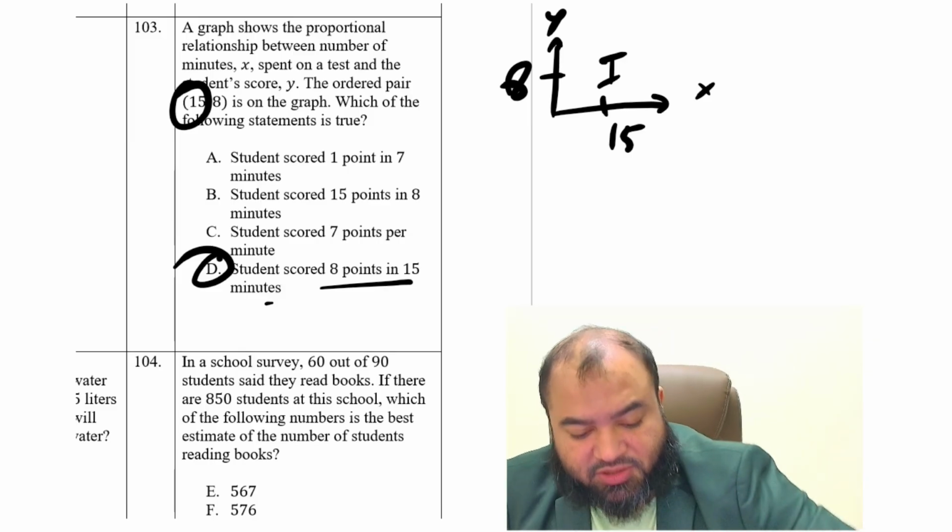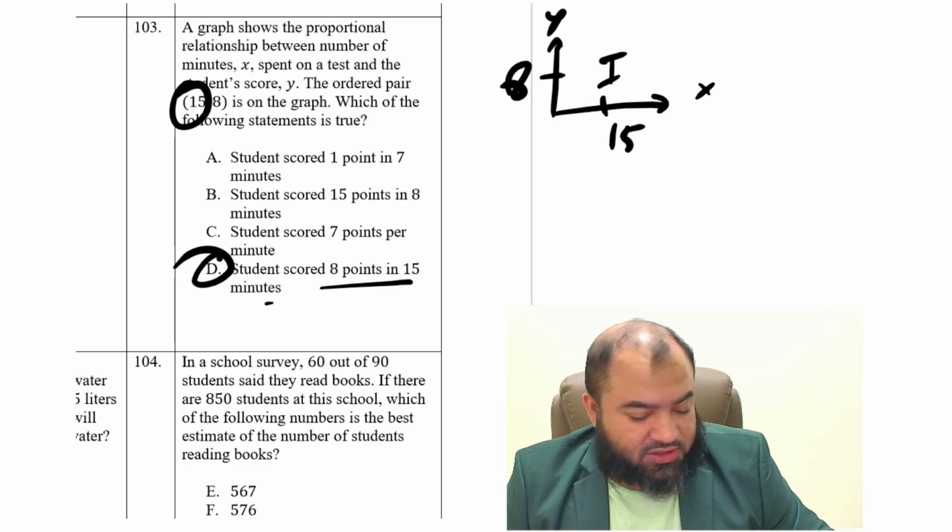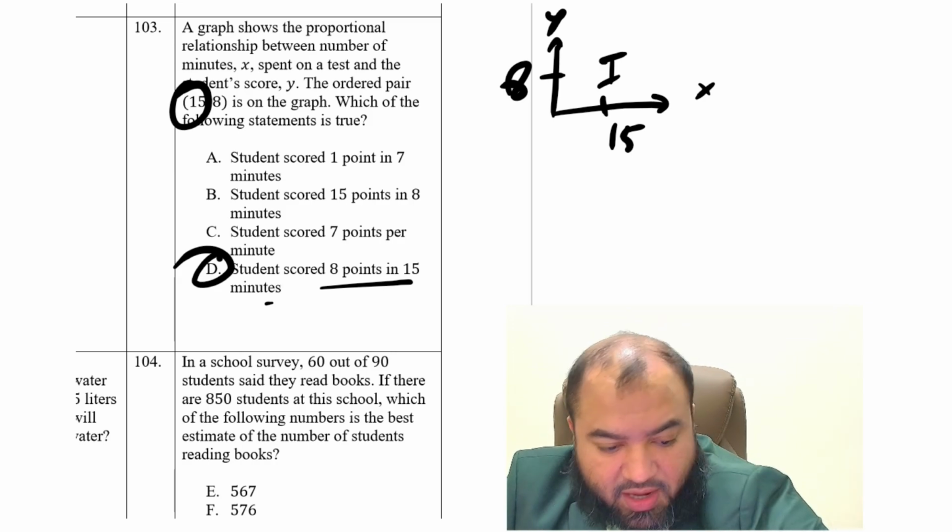Yeah, this could be a dangerous question. Silly mistakes can happen. So just be careful which one is x, which one is y. Done. Now let's do number 105.